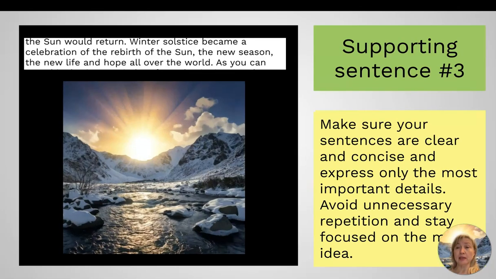The last one, supporting sentence number 3, we use again to add more information. And it says, winter solstice became a celebration of the rebirth of the sun, the new season, the new life, and hope all over the world. Make sure, please, that your sentences are clear and concise and express only the most important details. Avoid unnecessary repetition and stay focused on the main idea.